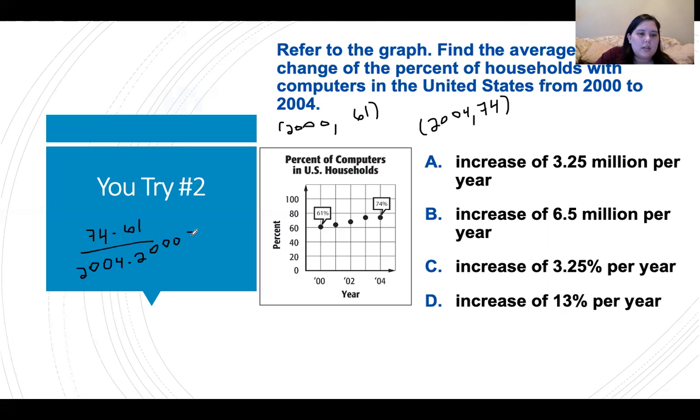All right, so when we do this, we get 9 plus 4, 13 over 4.